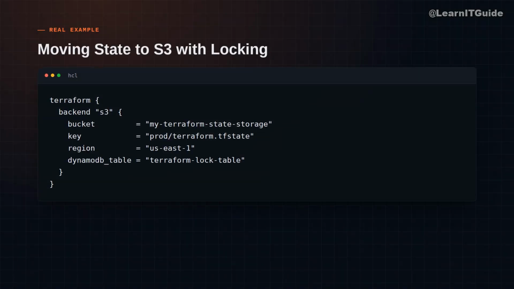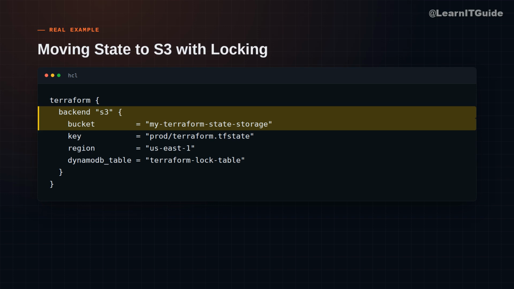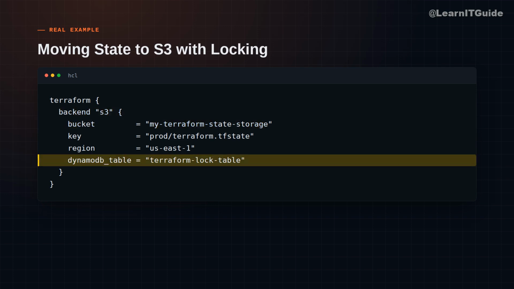Now, for production, you never store this file locally. If your laptop crashes, your state is gone. Instead, we use a backend like Amazon S3. On top of that, we add a DynamoDB table for locking. This is crucial. If two engineers try to run an apply at the same time, the lock table prevents them from corrupting the state file. This is the industry standard for safe, collaborative infrastructure management.